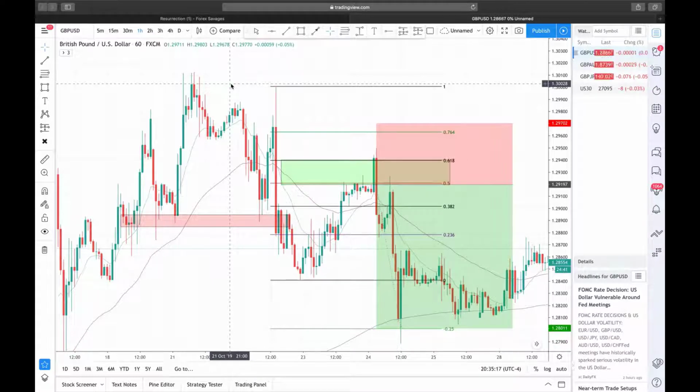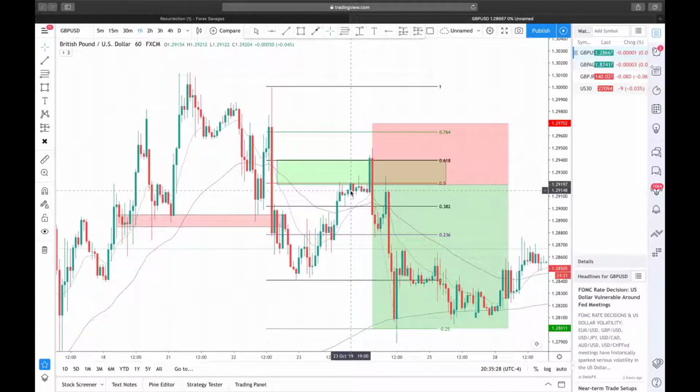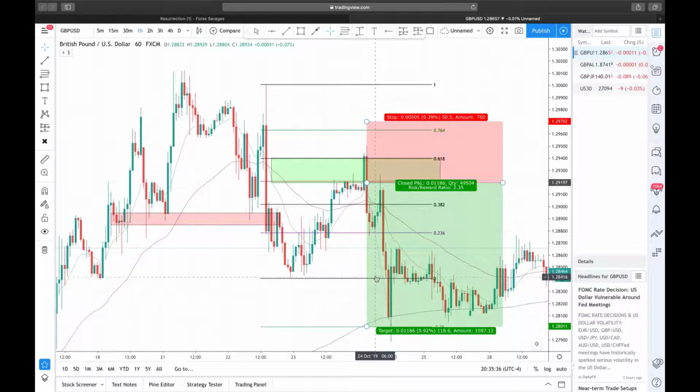So I ran my Fibonacci from the wick of that push to the downside of where we left off on our lowest wick, and in our 50 to 618 zone, we highlighted it. We prepared for a sell, and boom, beautiful take profit 3 hit for 100 pips.